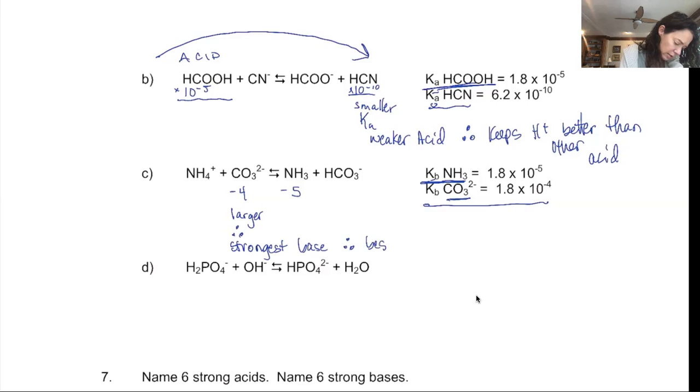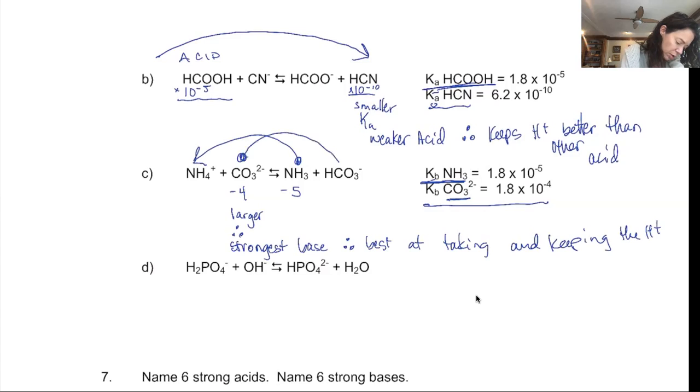Therefore best at taking and keeping the H, right? So if he was to take and keep the H, we would go this way. If he was to take and keep the H, we would be pushed this way. This is in fact who's going to win because his Kb is larger. So that tells me that this will not happen to an extent greater than this.